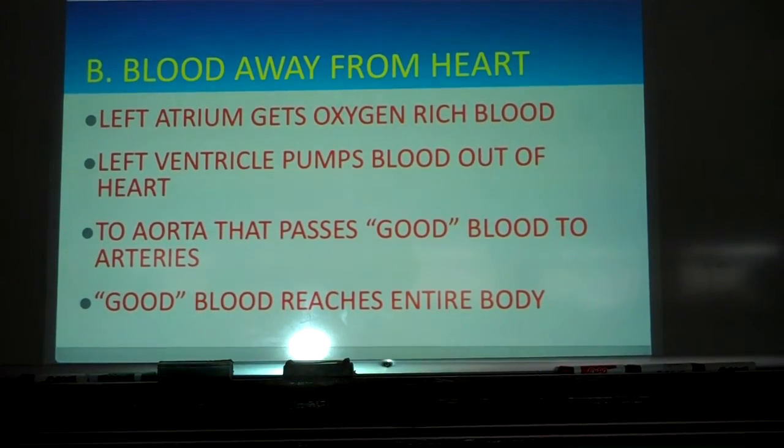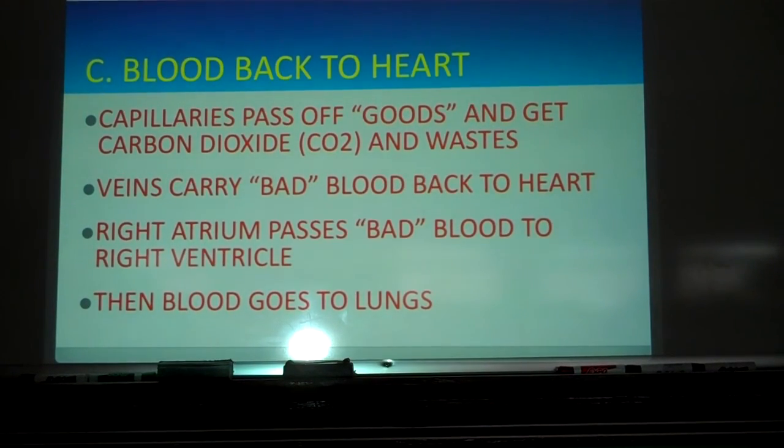So the thing to remember here is that arteries take the blood away. A, arteries. Now the blood's got to get back to the heart. After all the blood disperses and goes to the entire body, the capillaries pass off all the good oxygenated blood, and they get the bad blood, is what we call it. And that's the blood that has the carbon dioxide and the wastes.